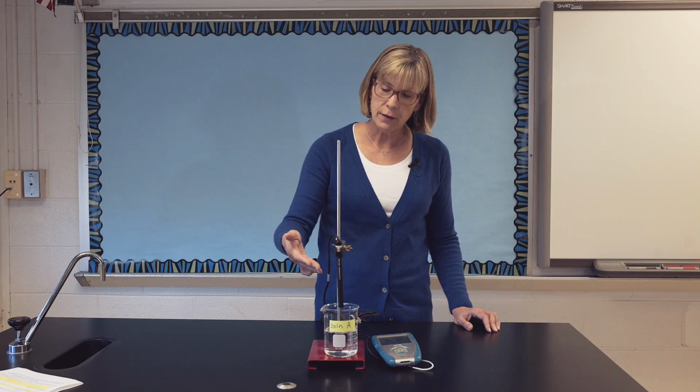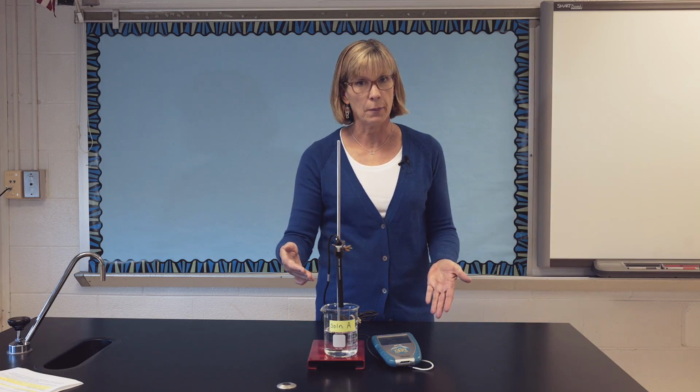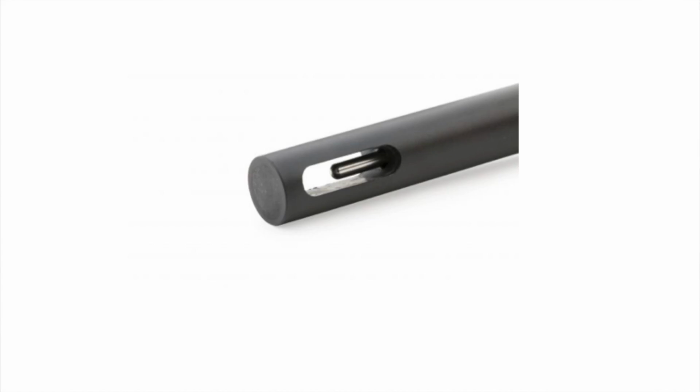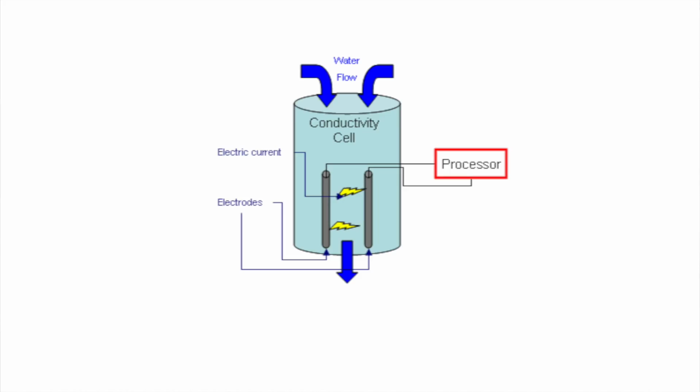This is the conductivity probe attached to the LabQuest. Inside the probe, positive and negative electrodes are separated by a space. The LabQuest measures the amount of current the solution allows to pass from one electrode to another and converts it into a conductivity measurement. An increasing concentration of ions in the solution will result in higher conductivity values.